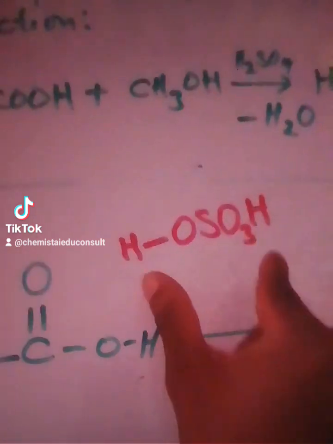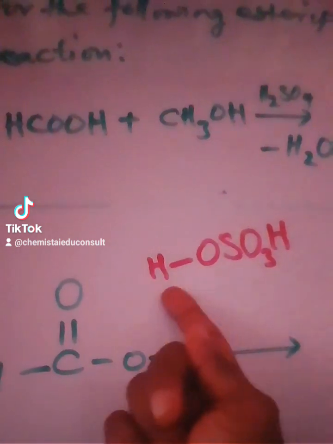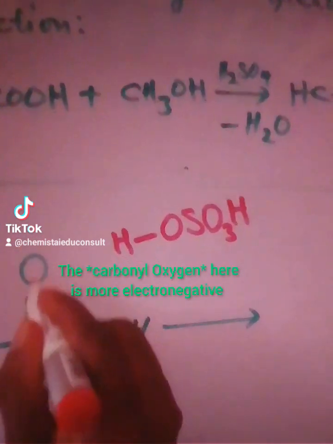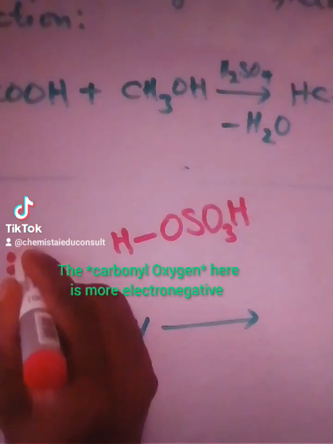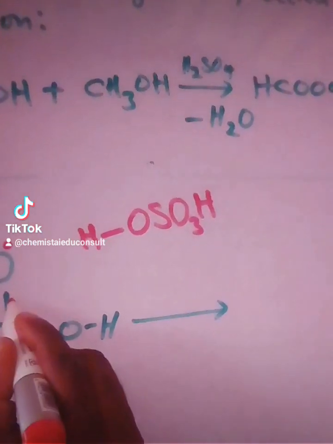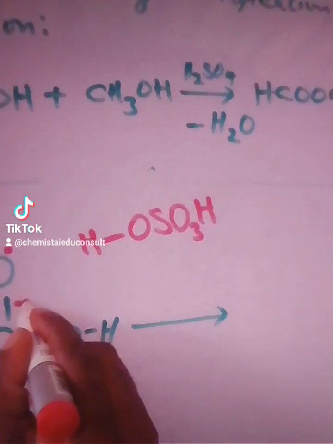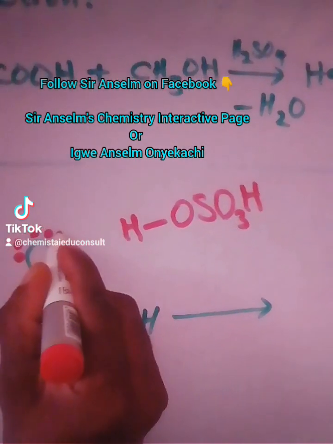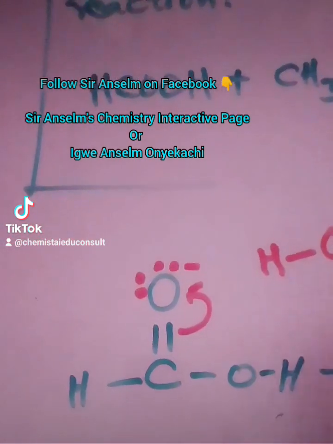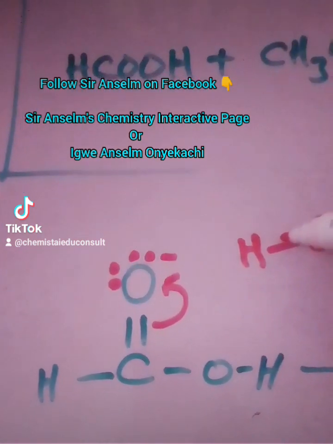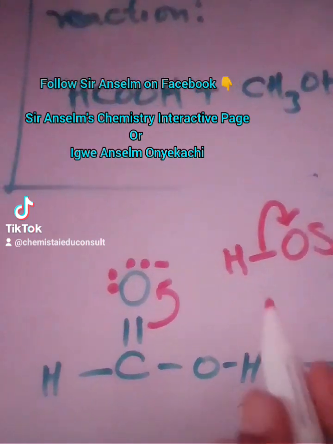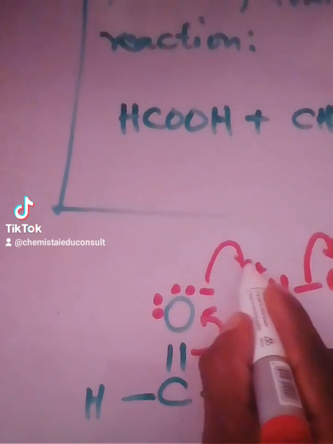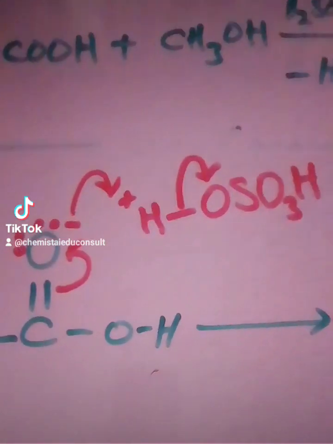So this sulfuric acid, I will present it like this because it's going to donate one of its protons to this acid. Now, looking at this acid, the oxygen here is more electronegative. These are the lone pairs already here. So the oxygen will attract the bond pair of electrons to itself, creating a negative charge. This negative charge will now attract this acid, while one of its protons will lose the bond electron and become positive. When that happens, the oxygen will donate the electron, and we now have this.